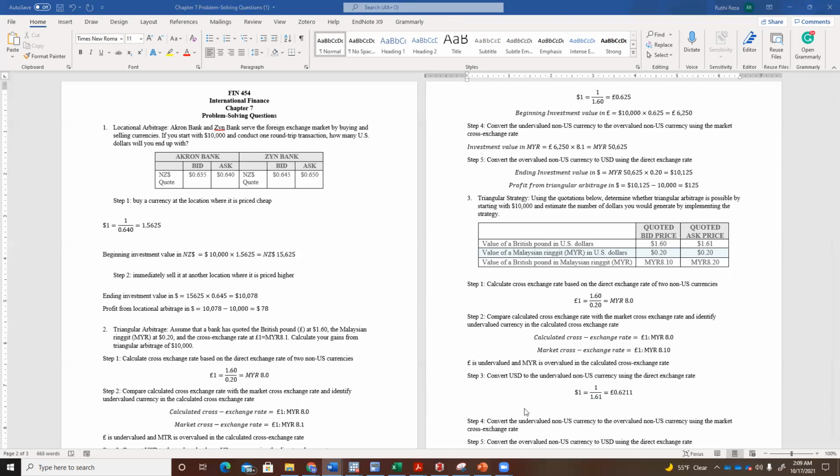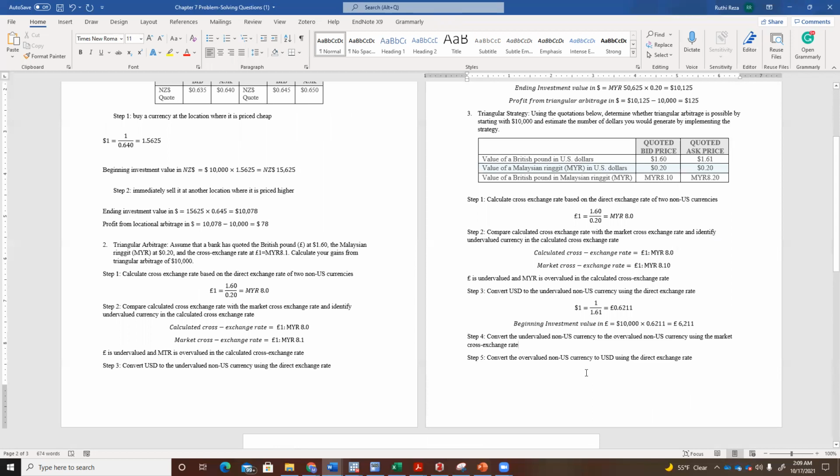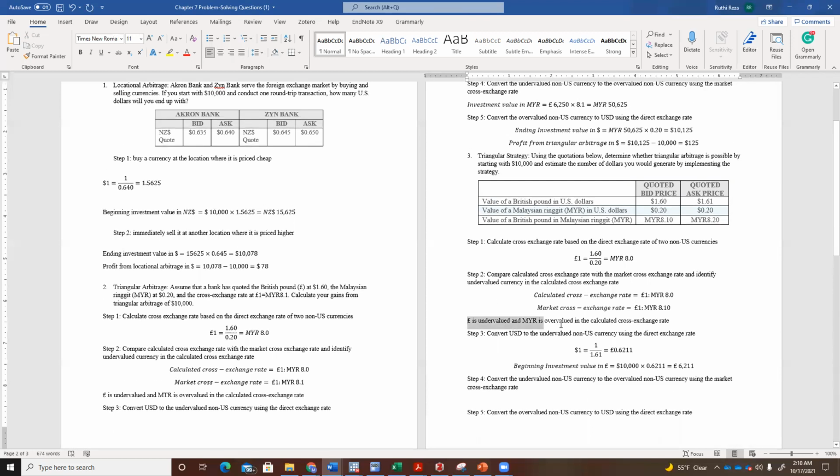Now, using this exchange rate, our beginning investment value is how much? $6,211. Okay. Now, we are going to convert our investment value in pound into the overvalued non-US currency using the market cross exchange rate. First of all, which one is our overvalued non-US currency? Based on the conclusion in step number 2, Malaysian ringgit is overvalued. So we are going to convert our pound into Malaysian ringgit using the market price.